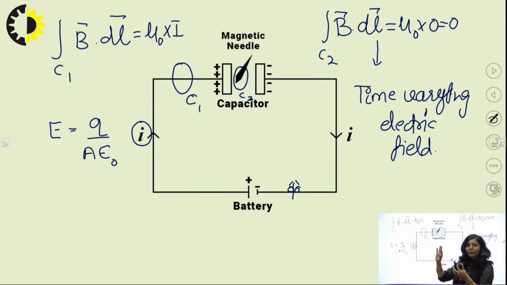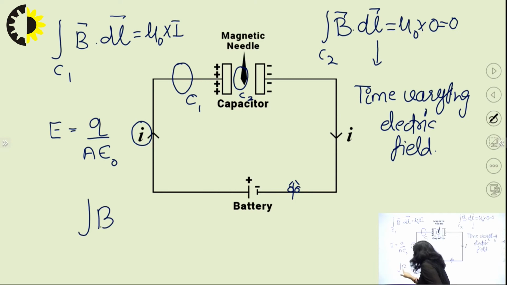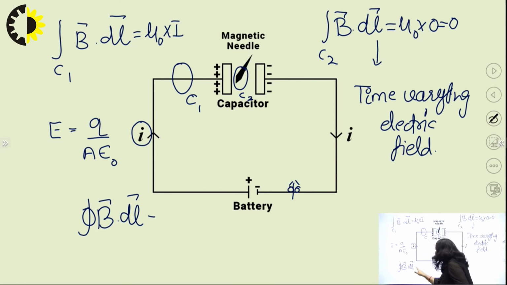It means from this entire discussion, it is clear that Ampere's law needs some correction, some modification, because it can explain the presence of magnetic field for loop C1 in connecting wires, but it is not able to explain the presence of magnetic field for loop C2. So basically Ampere's law was modified, and in the modified form, this closed line integral of magnetic field is mu naught times the total current enclosed.